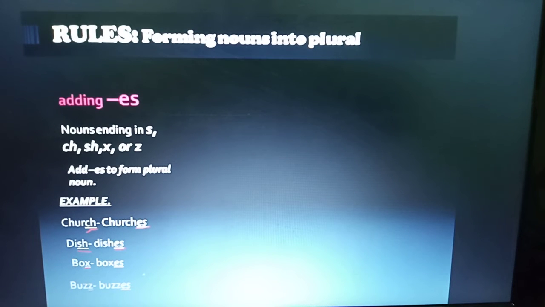Next is buzz and buzzes. So as you can see here, the word buzz ends with z. So according to the rule, we need to add es. So from buzz, it became buzzes. So that's how nouns became plural noun from singular noun.